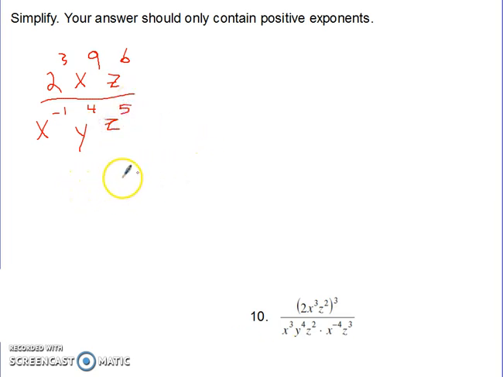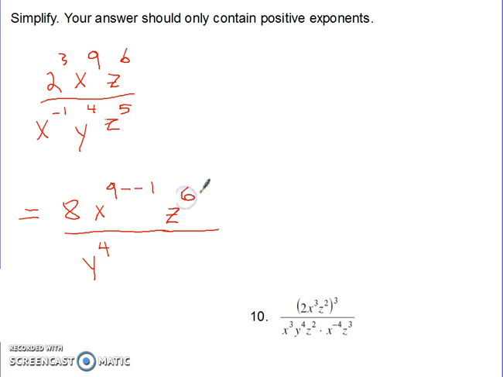So from here, we will have 2 to the third, I'm going to write that as an 8. And I'm going to bring the minus 1 up into the numerator and subtract it from the 9. So I have x to the 9 minus a minus 1. And then y to the fourth, one down below. And we have z over z. So I'm going to subtract the 5 from the 6 up top. And we're left with 8x to the 10, z to the first over y to the fourth power.